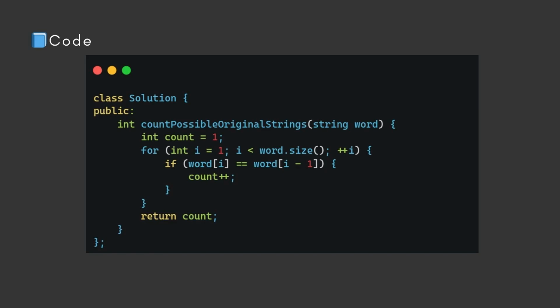Inside the loop, we check if word[i] is equal to word[i-1]. That means there's a repeated character, so we increase our count by 1. Finally, after the loop ends, we return the count. And that's the full code. It's short, efficient, and runs in linear time, just one pass through the string.